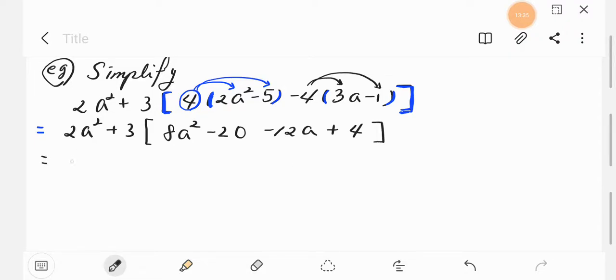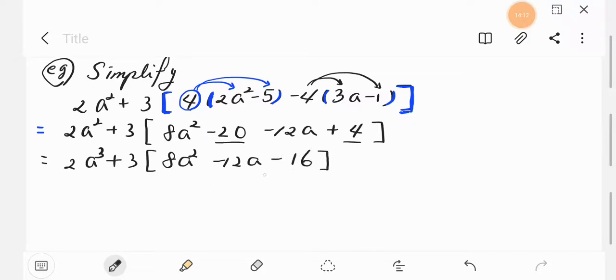Okay, then let's simplify inside the bracket. So inside the bracket, are there any like terms? Yes, we do, because negative 20 and 4 are constants. The constants are like terms, so we can simplify these numbers first. Then 8a squared and minus 12a are not like terms, because one is a squared and the other one is a. So they are different. Negative 20 plus 4 is minus 16.